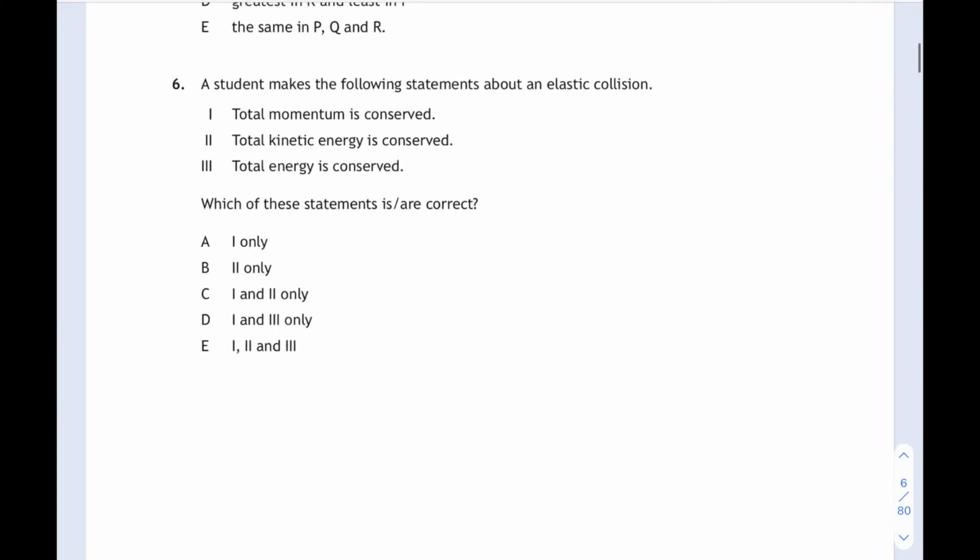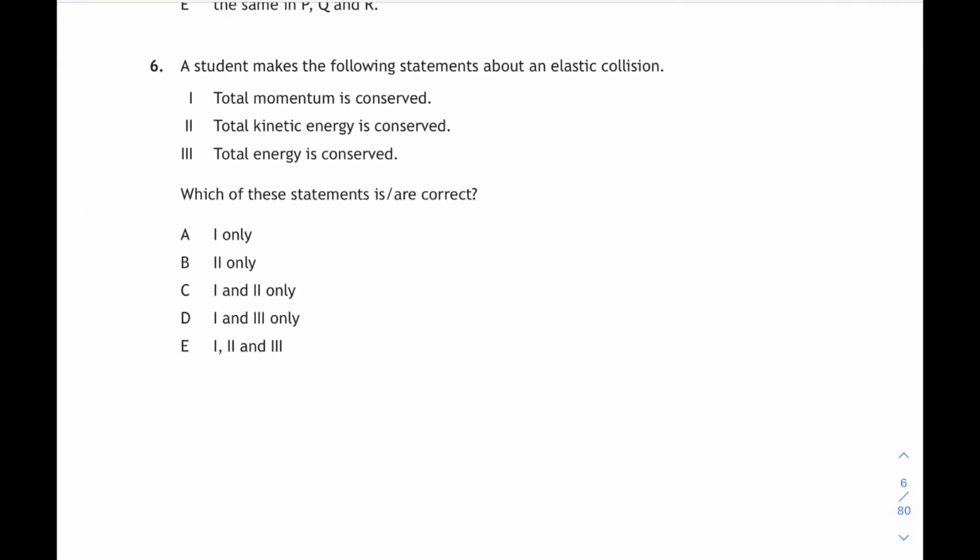Question 6 is a triple statement question. That means you have to check which of the following statements is or are correct, and I would suggest you tick these if you're sure they are correct and put a question mark beside them if you're not sure. So it's an elastic collision. Total momentum is always conserved and total energy is always conserved, and in the case of an elastic collision, the total kinetic energy is also conserved. So in this case, it's all three, and it's E.